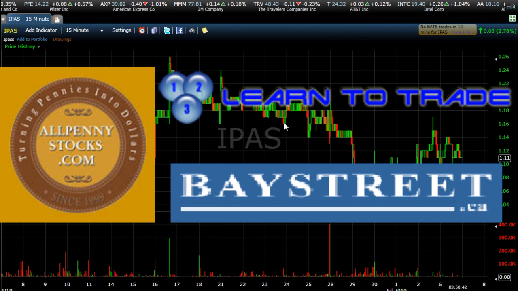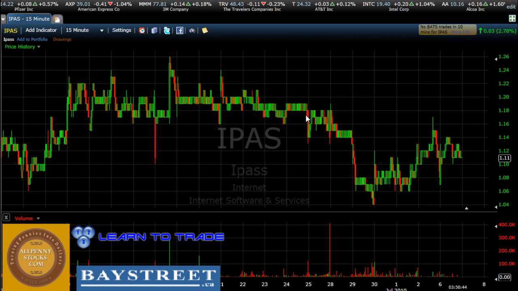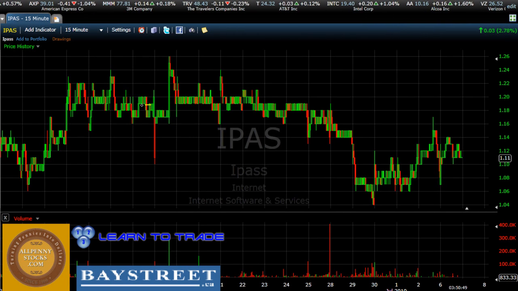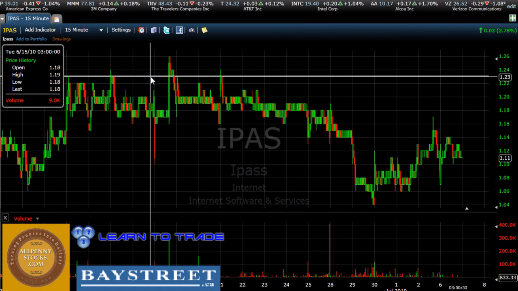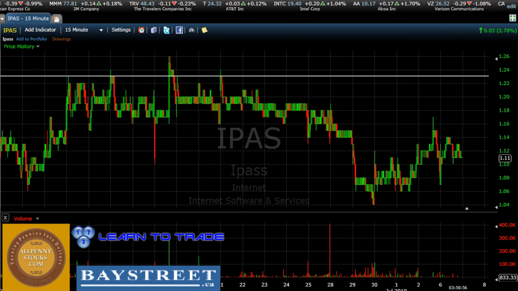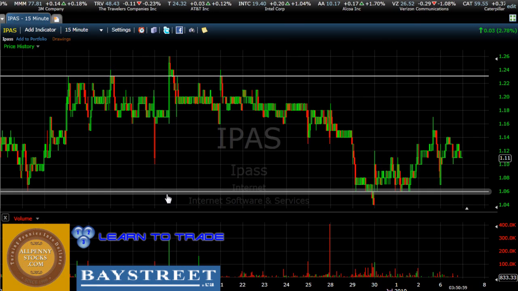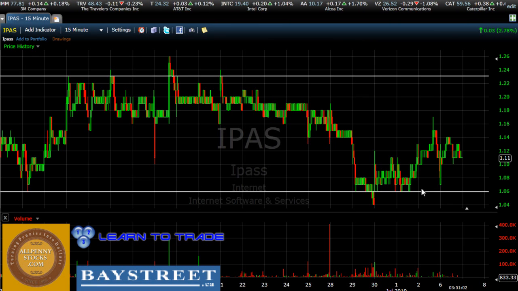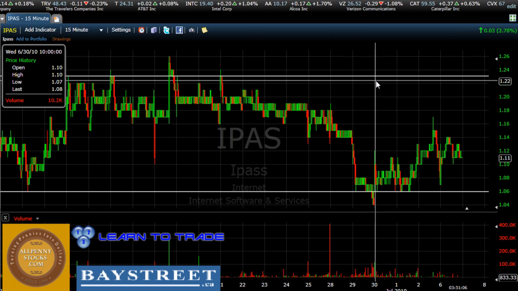Right now we're looking at the 15-minute chart of stock ticker IPAS, and we can see that price is moving back and forth within a price channel, defined on the upward side by this area of resistance, which is right around the 1.23 area. And we have an area of support, which is down here right around the 1.06 area. So this is a pretty large price channel, ranging all the way from $1.06 up to $1.23.